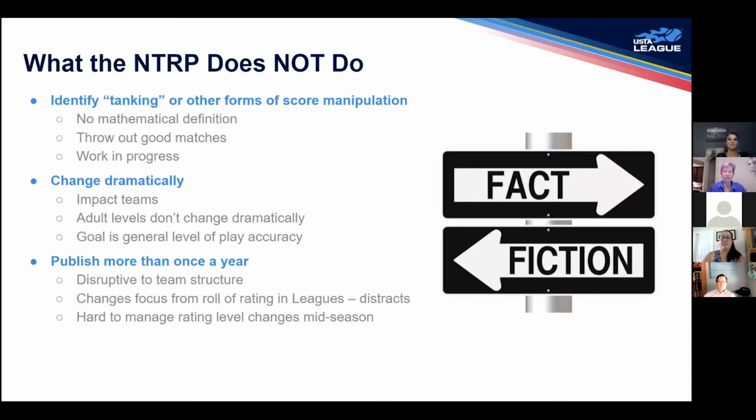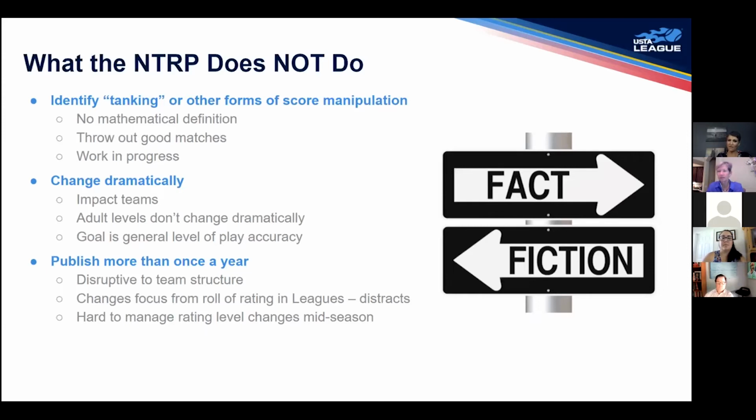The other thing it doesn't do is publish more than once a year. Part of the reason for this is that it would be disruptive for team structure. If our ratings were being published mid-season, how would we handle that? It would also change the focus of the role of the rating in the leagues. The role of the ratings is to really help players find their level of play, again, for a season or for a year. And if we were publishing ratings on a regular cadence, that could distract from that a little bit.